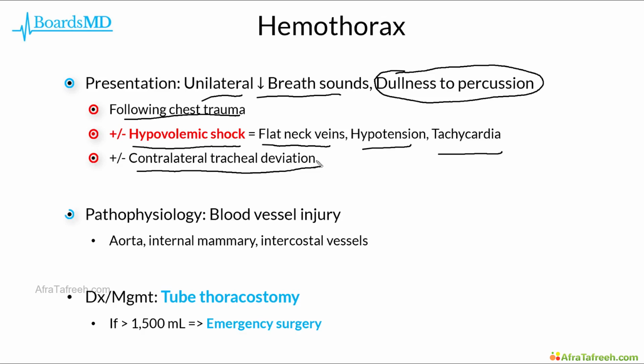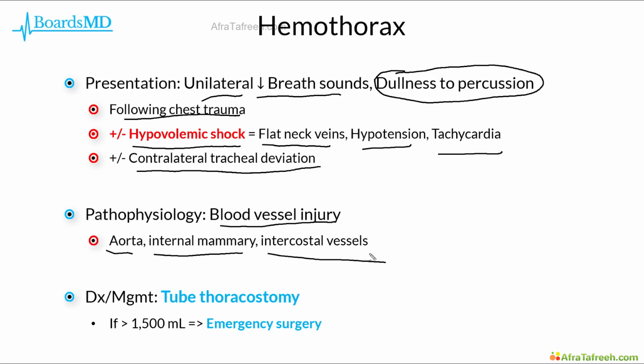The pathophysiology of the hemothorax is a blood vessel injury. This can happen to one of several blood vessels in the chest in the context of chest trauma, including the aorta, the internal mammary vessels, as well as the intercostal vessels.